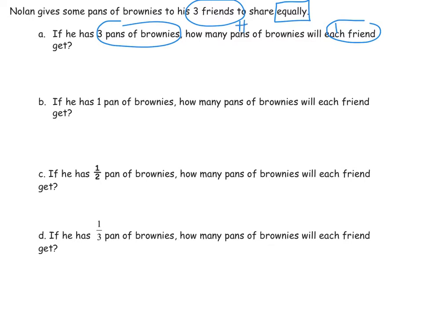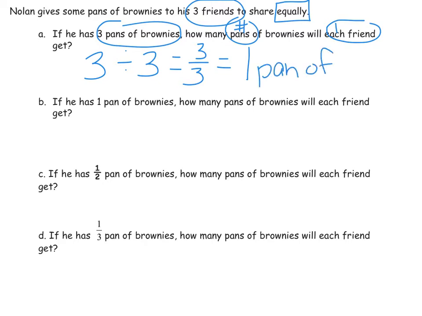So number of pans. All right. So I have 3 friends that I'm sharing my 3 brownies with. So 3 divided by 3 is 3/3, which we happen to know when the numerator matches the denominator, it's equal to 1 whole. So 1 pan of brownies.